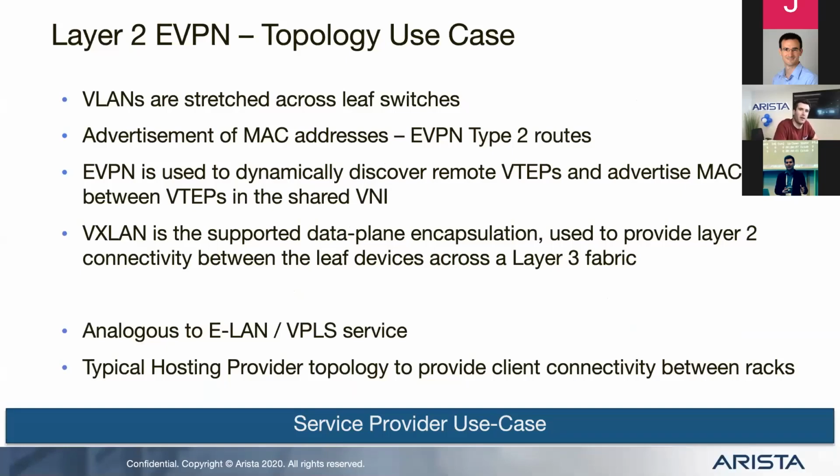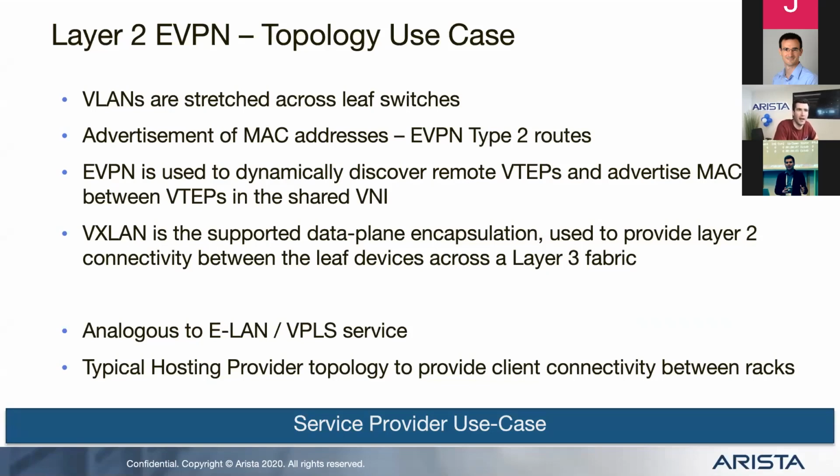The other use case is just for layer 2, right? You could use EVPN purely for providing layer 2 connectivity to end ports across an environment. And all we're doing here is stretching VLANs across these switches. And again, this is more popular, I'd say, within a hosting provider environment, or maybe even a service provider environment, where they do not want to get involved with customer routing. They just want to provide connectivity.